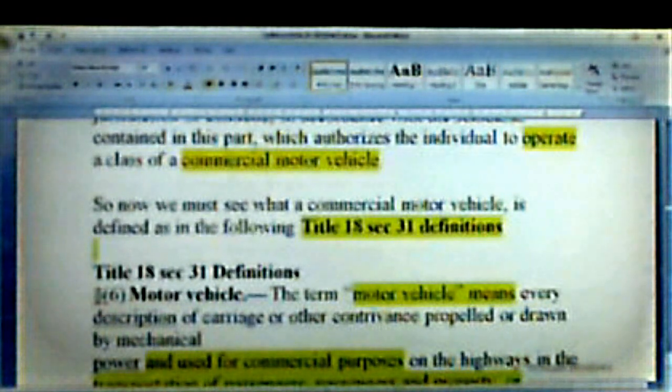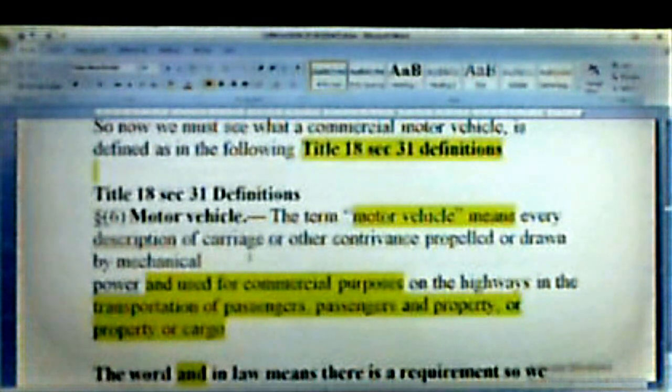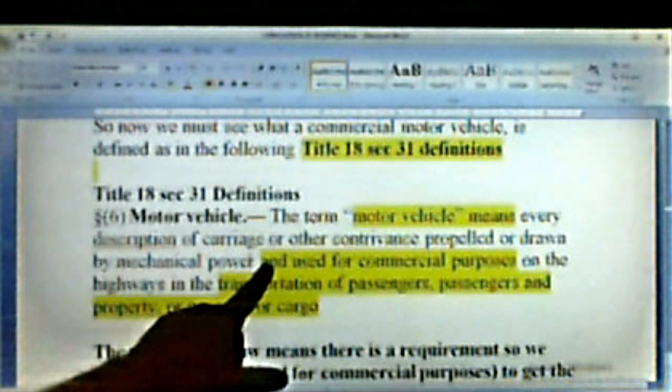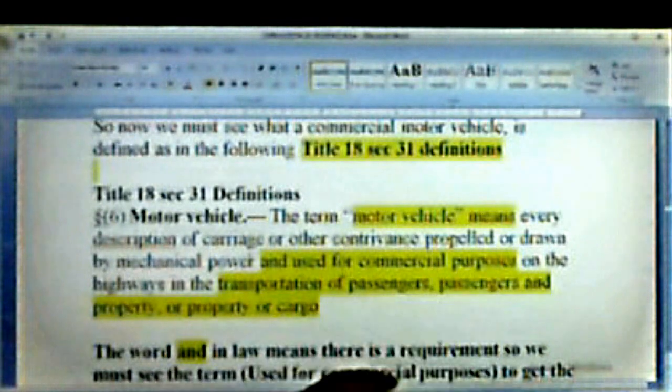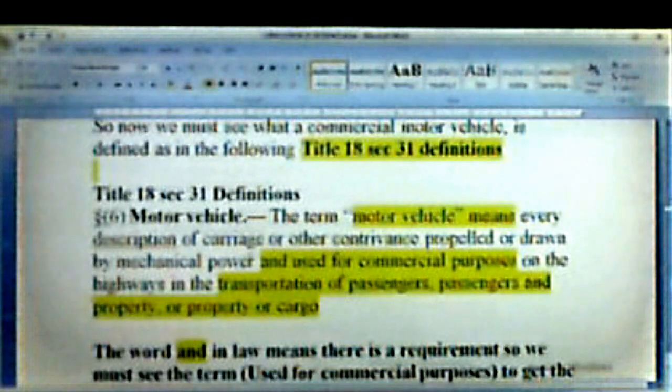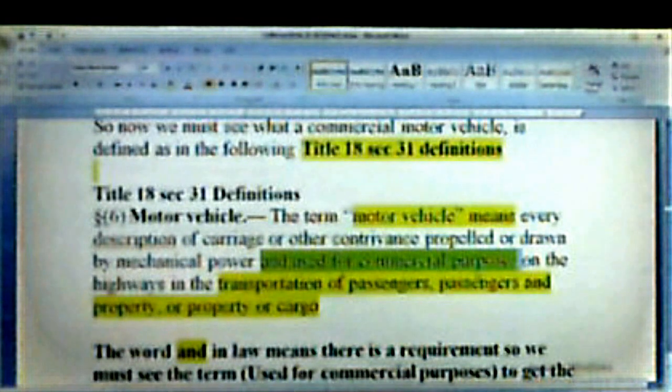So we've got to go to Title 18, Section 31 definitions, and look at what is a motor vehicle. Okay? It says a motor vehicle. The term motor vehicle means every description of carriage or other contrivance propelled or drawn by mechanical power and used for commercial purposes. Did you guys just catch that? What's that say? And used for commercial purposes. Words, terms, and phrases, guys, they all have a meaning. Okay, they've all been assigned a meaning. They may have hid them away from you, but they all have a meaning.